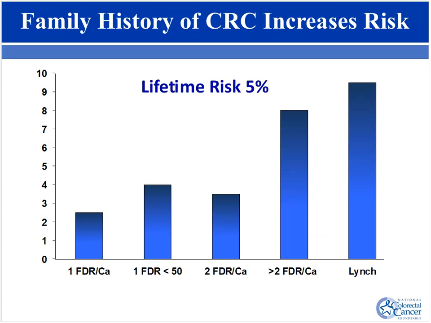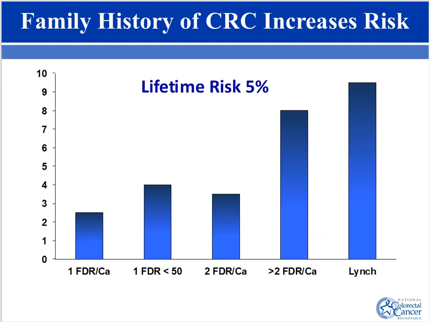This presents the data in a graphic form. The lifetime risk of developing colorectal cancer in the United States is about 4.5 to 5%. If you have a first-degree relative with colon cancer, the bar on the left, it increases that risk about 2 to 3-fold. If you have a young first-degree relative or 2 first-degree relatives with colon cancer, that would be a parent, sibling, or child, the risk is increased 3 to 4-fold.